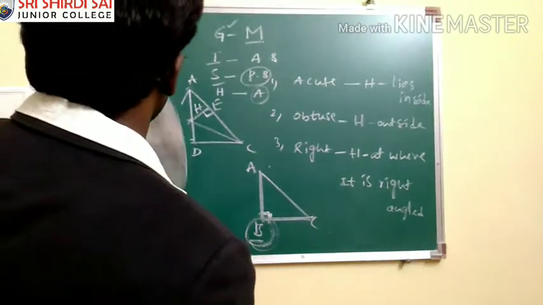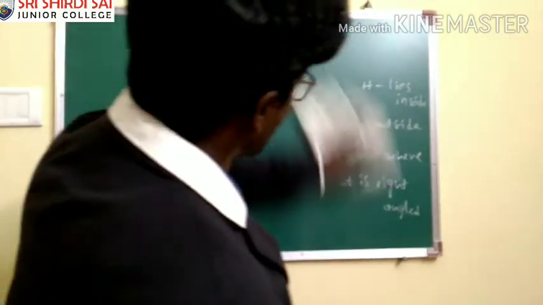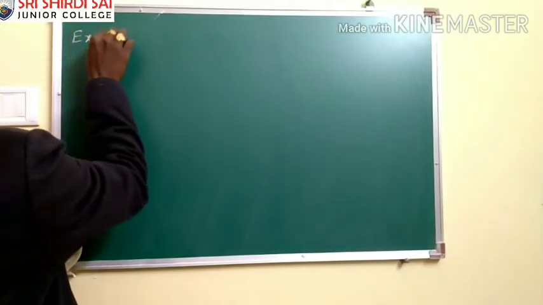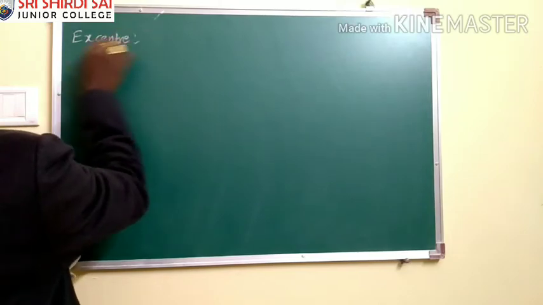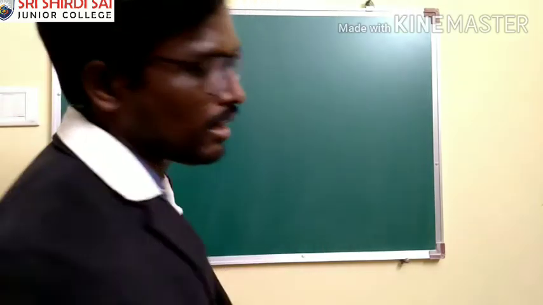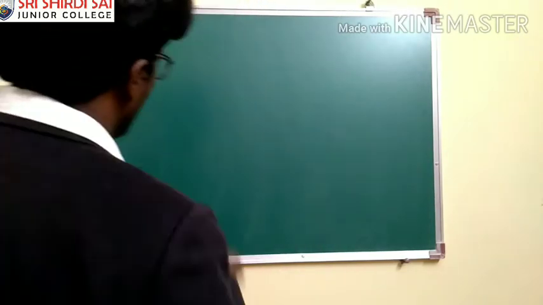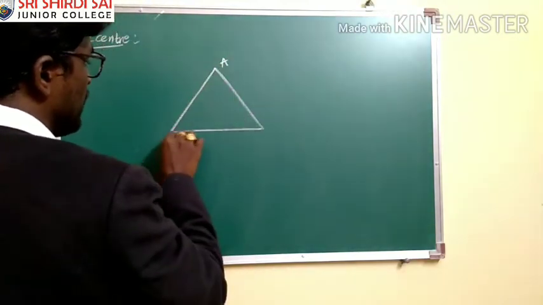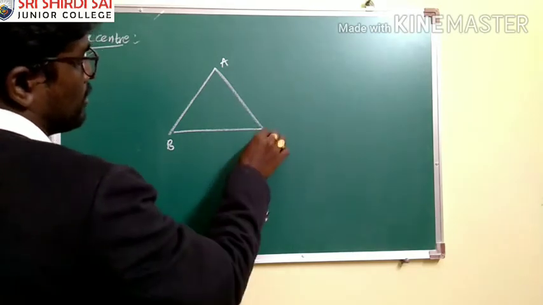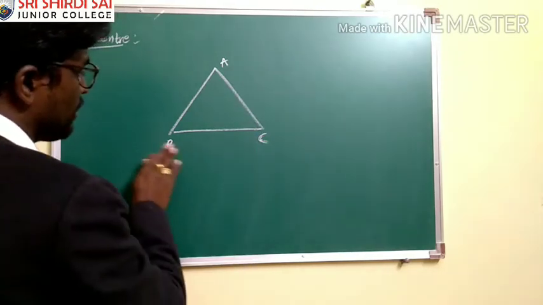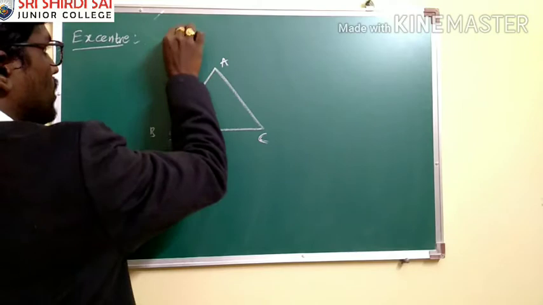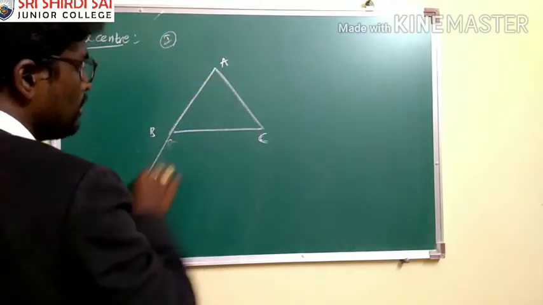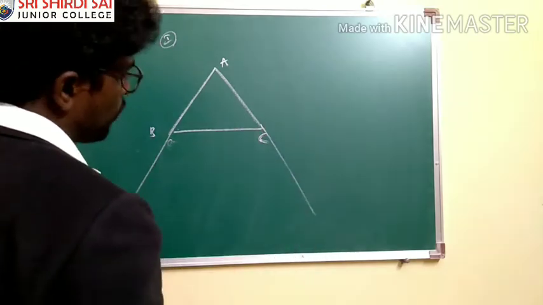Since we are talking about the excenter, definitely we are going to get the center of the triangle outside of it. How are we going to get it? Let's say triangle ABC. When we are talking about the incenter, we are taking the angular bisectors of A, B and C.